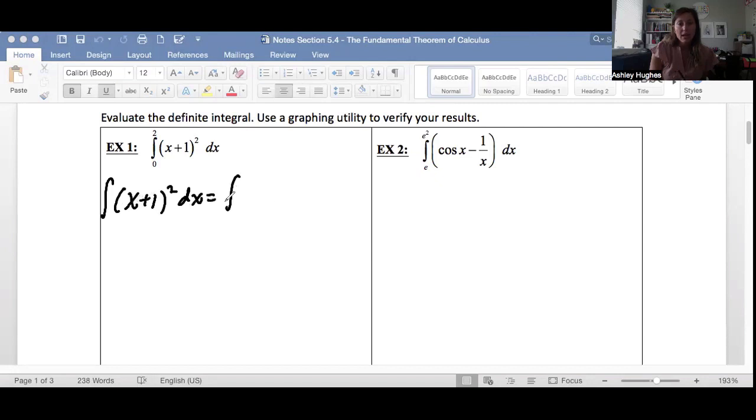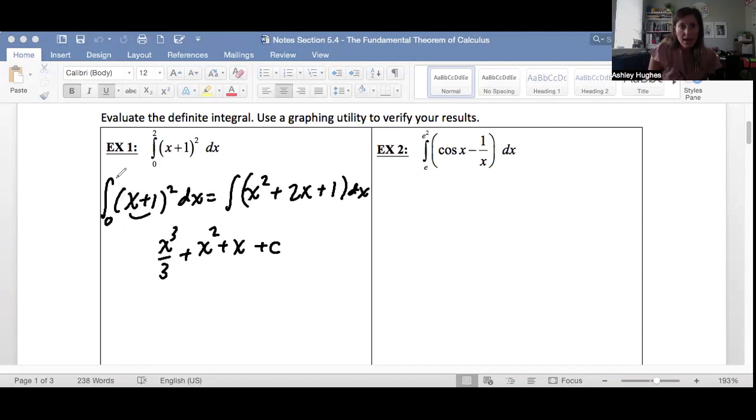Well, we would multiply it out and say x squared plus x times 1 is x, and then double it, 2x plus 1 squared is 1. We take the antiderivative by the power rule. So this would give us x cubed over 3 plus x squared plus x plus our constant, plus c. But that's the indefinite integral. Okay, so I actually do have bounds. I have 0 to 2.